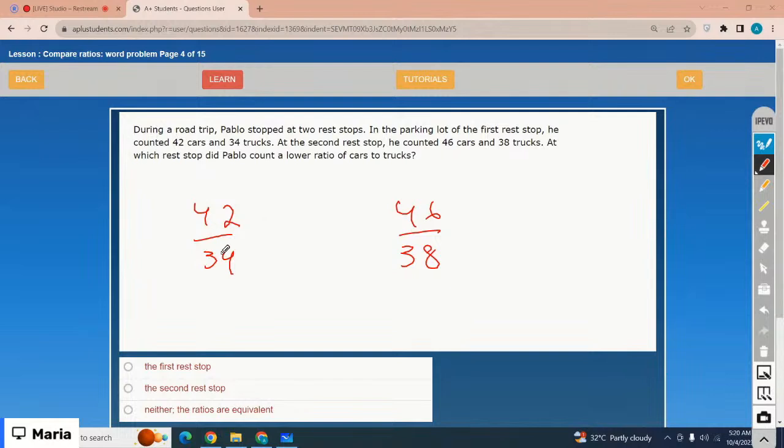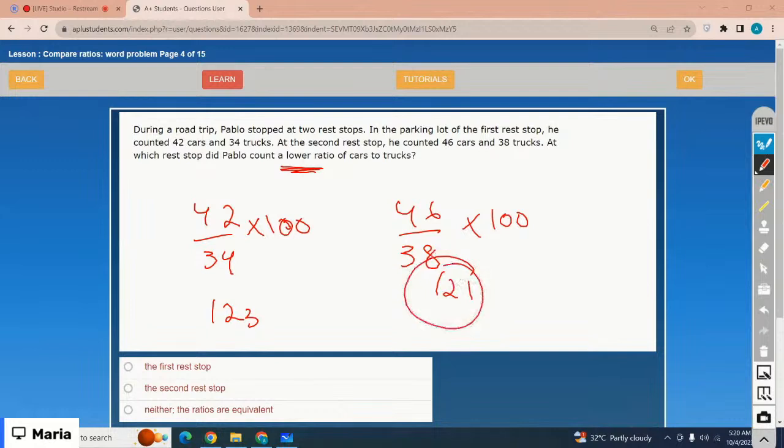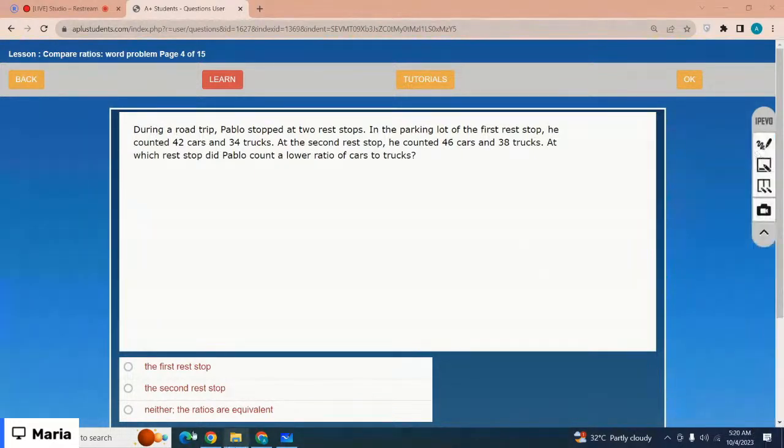42 divided by 34 times 100 and 46 divided by 38 times 100. That would be 123. Let's just do this one. 46 over 38 times 100, that is 121. So who had the lower ratio? That means at the second stop he had the lower ratio. Very good. The second rest stop had the lowest ratio.